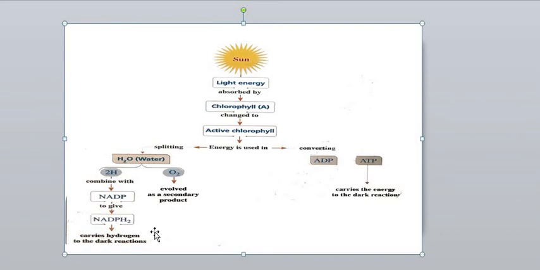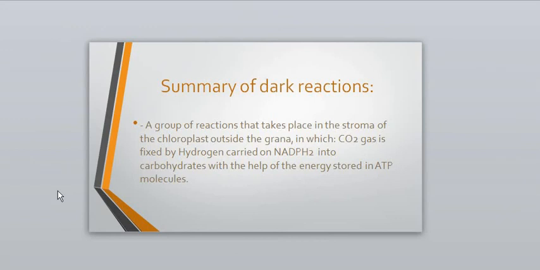To produce what? To produce something called PGAL. What is PGAL? There are 3 carbon atoms formed due to the reduction of the carbon dioxide, forming PGAL, and this group of reactions occurs in the stroma. So the NADPH2 reduces the carbon dioxide and produces PGAL, which is phosphoglyceraldehyde with 3 carbon atoms.